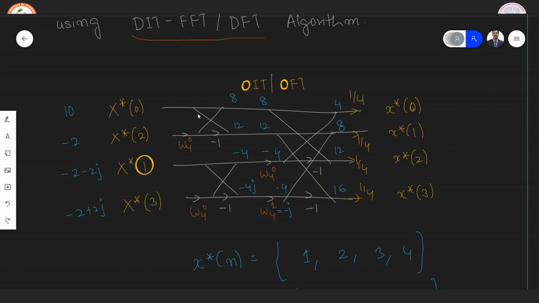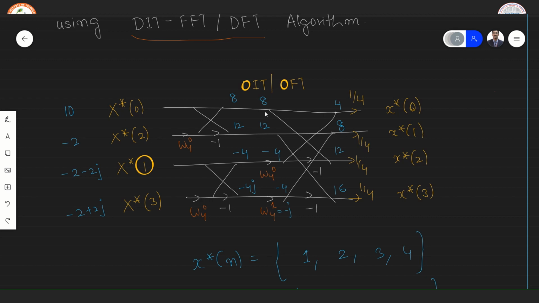Now as we know how computation proceeds from there onwards, for a 4-point butterfly, the twiddle factors we need are W4 to the power of 0 and W4 to the power of 1. Therefore, calculating sum and difference, we find the answer is 8 and 12 respectively. Next, the two inputs are -2 minus 2j and -2 plus 2j. The sum of these two is equal to -4, the difference is equal to -4j.